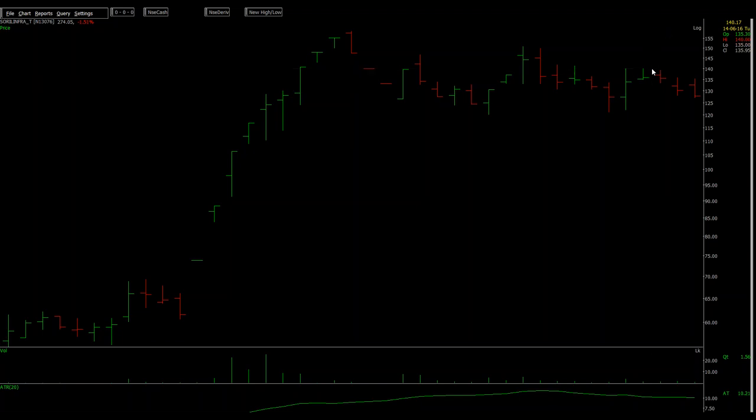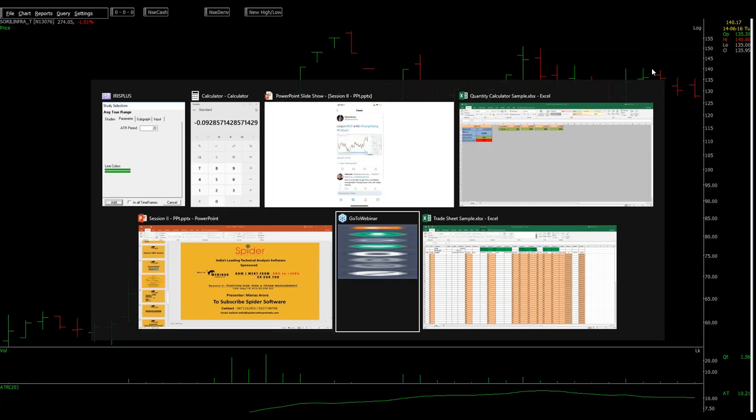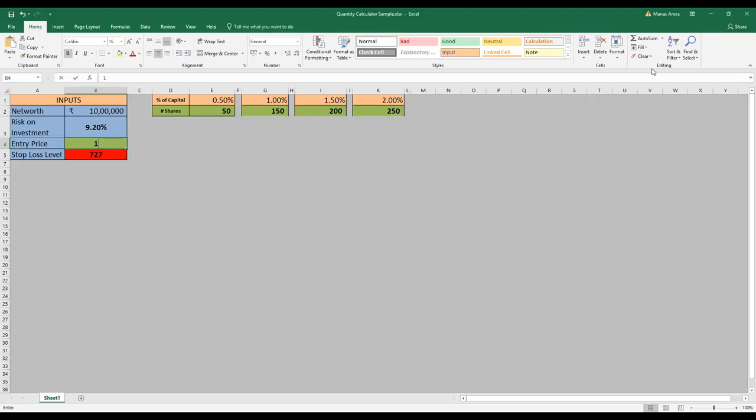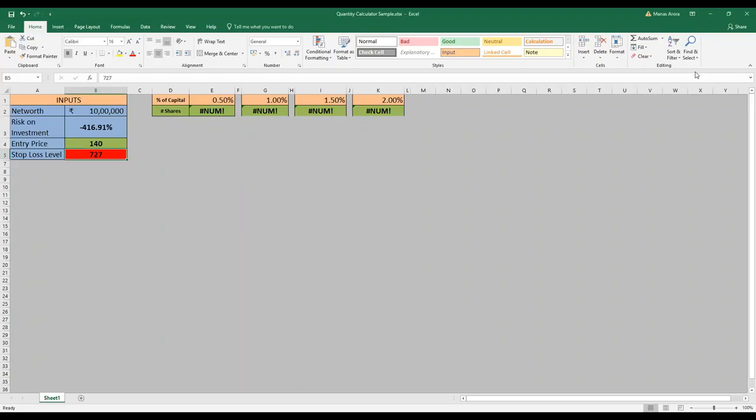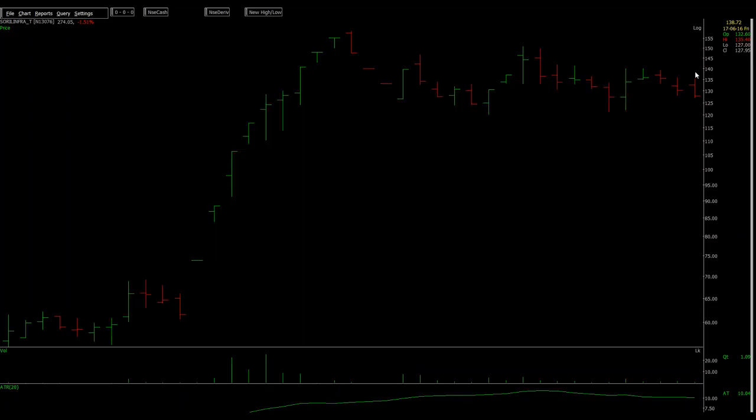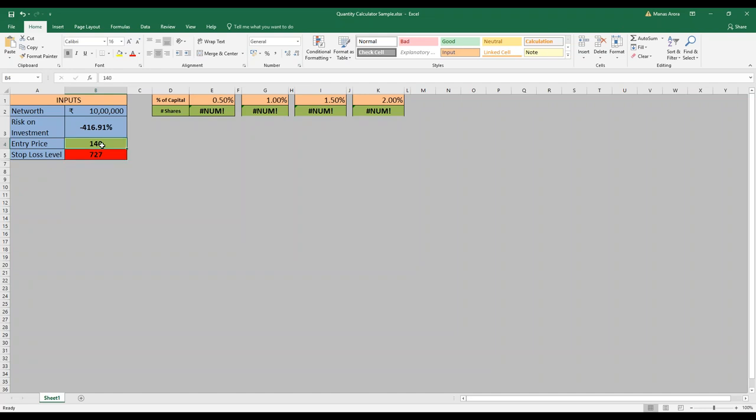The same way, now I know my entry price. I will put my entry price here. Do my stop calculation. The ATR on the latest bar is 10. Double of this value is 20. So 20 you need to deduct from your entry price, which comes out to 120.